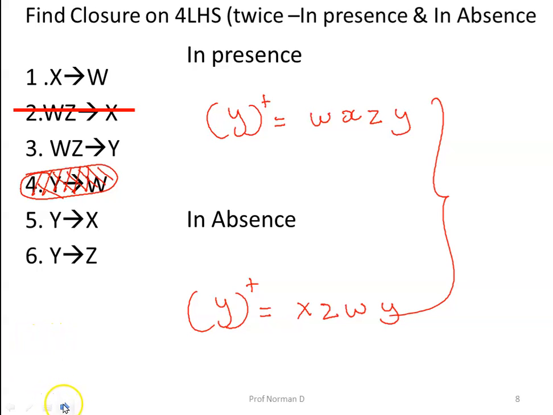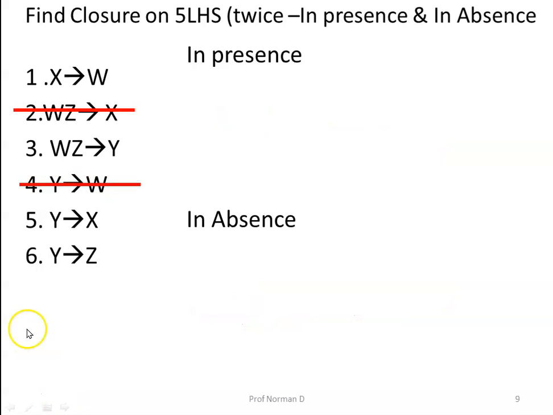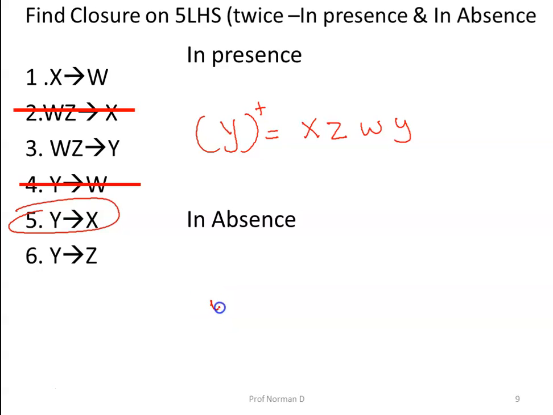We move on to the next FD, that is FD number 5, and we calculate the closure on Y now. Closure on Y is equal to XZWY, and when we ignore this FD and again calculate the closure, it is YZ. So again it gives us a different output. That means this FD is not redundant and can be considered.